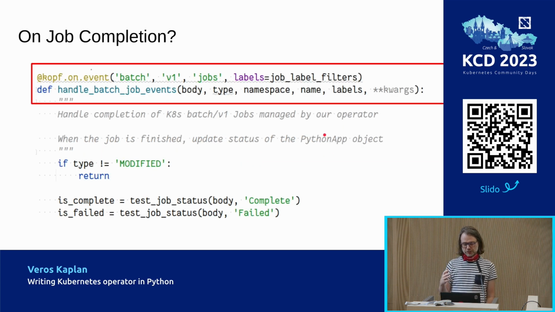Kopf itself is able to handle not only the custom resources I'm working with, it can also be bound to, for example, jobs or to standard Kubernetes objects. It can do some filtering. So when the job itself is finished, I can take the results of the job and put it to my custom resource.